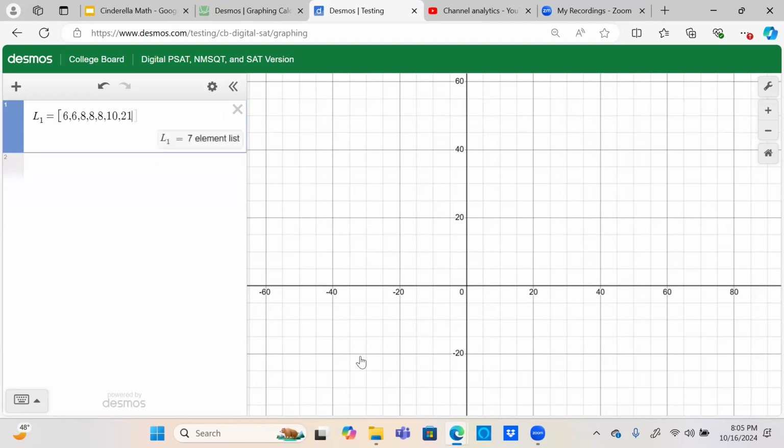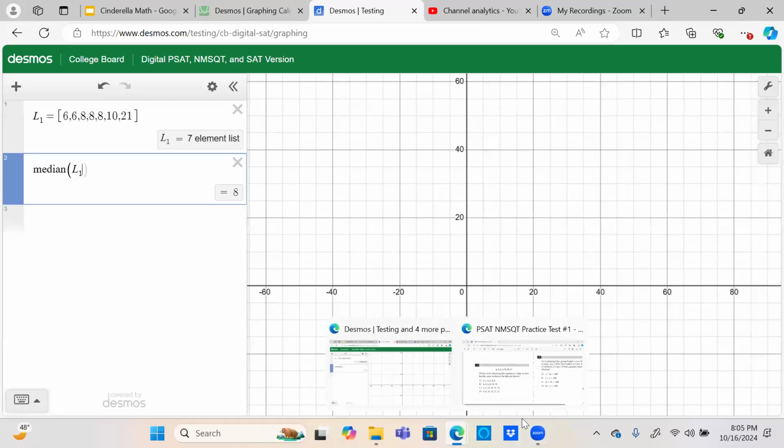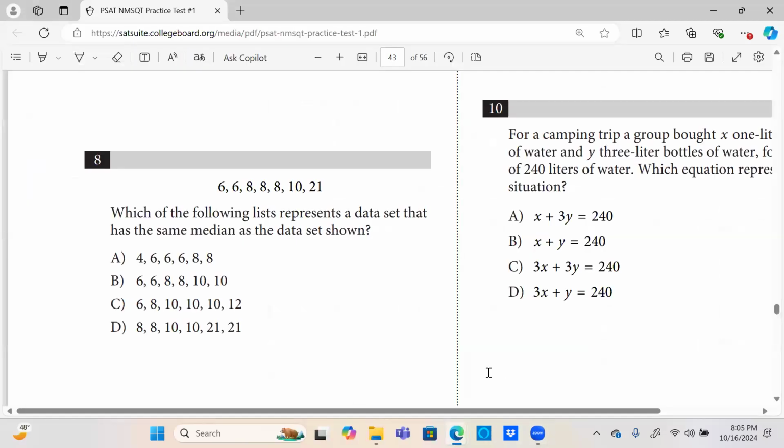It will tell you how many things you've typed. You can kind of just ignore that, or you can count and make sure you got them all. Click into a new line and then tell it you want the median of list 1. And there's 8. And then you would just have to do that to all the choices until you find the one that has the same median. Honestly, I think that would take you longer than just doing it by hand, but it is an option and I wanted to show it to you. Okay, so that number 8 was B. The original and B have a median, a middle value of 8.